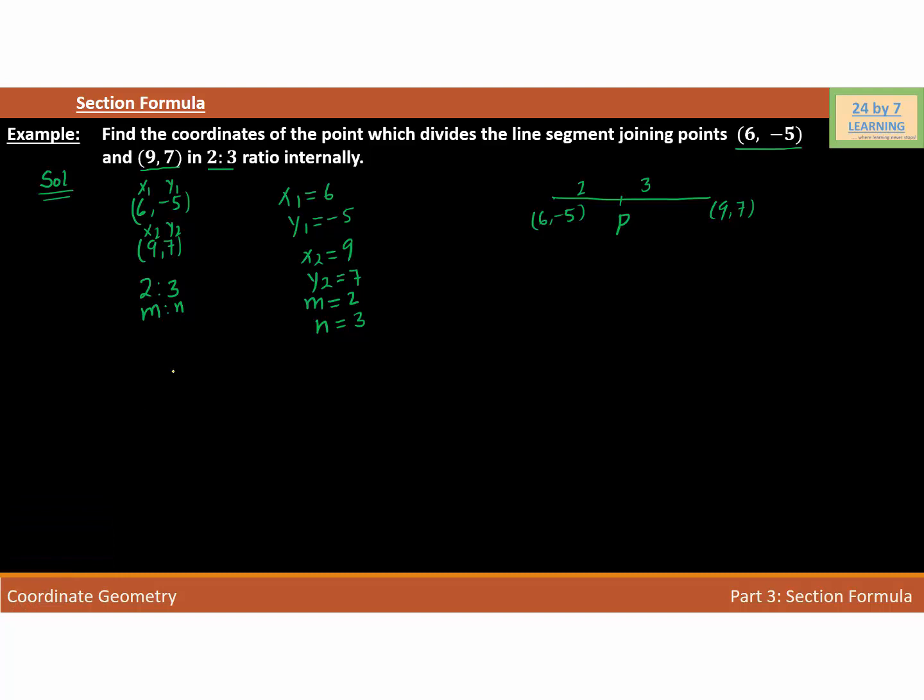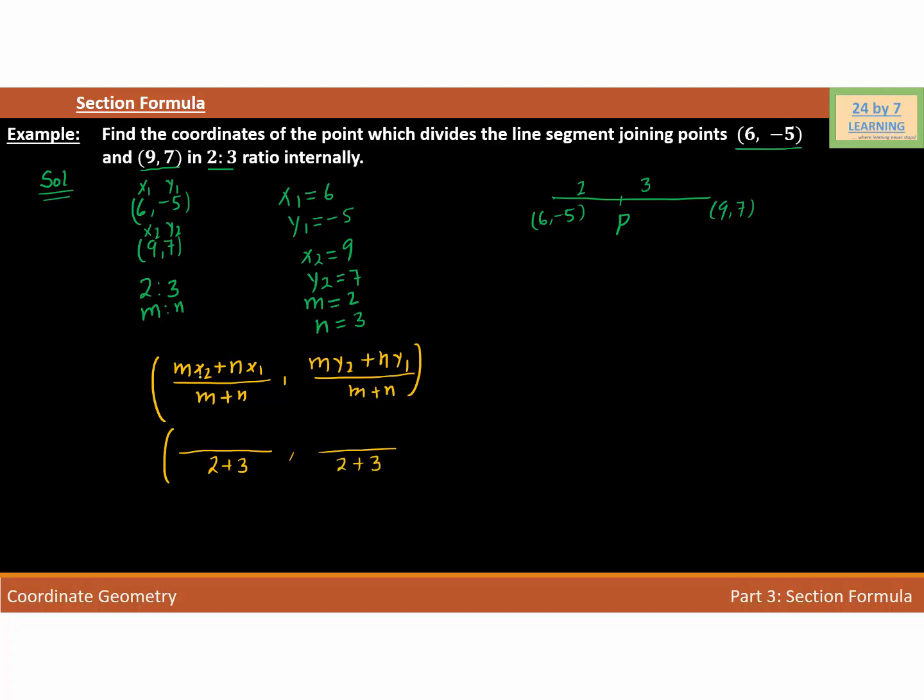In order to find the coordinate of that point, we need to use the internal division formula. So my formula is basically (mx2 plus nx1) over (m plus n), and my y coordinate is (my2 plus ny1) over (m plus n). Now let's substitute the values. So I have m plus n, so I will write 2 plus 3 for x, and I will also write 2 plus 3 for y.